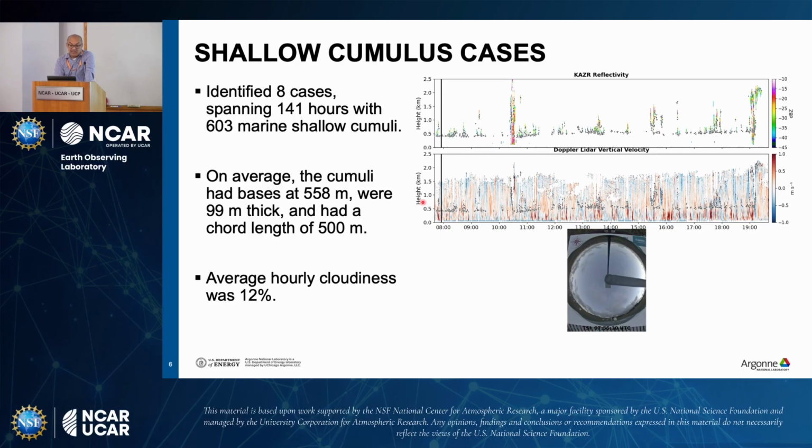The middle panel here is again time on the x-axis, height on the y-axis, and I'm showing you the vertical air motion from a Doppler lidar and radar together. That's pretty good. And lastly, below we have the total sky imager, just a mirror with a camera on the top taking a photo every 30 seconds. Pretty neat in some sense.